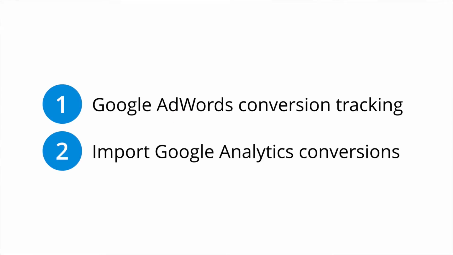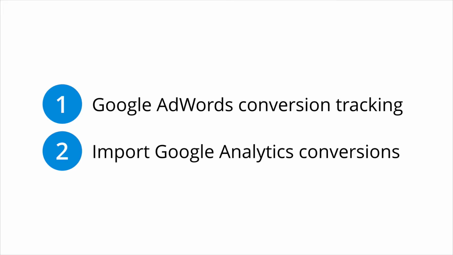When it comes to Google AdWords, we have two options for measuring conversions. The first option is to use the dedicated Google AdWords conversion tracking. This is where we configure tracking that is 100% focused on the performance of our Google AdWords campaigns, and this is actually what we'll be covering today.